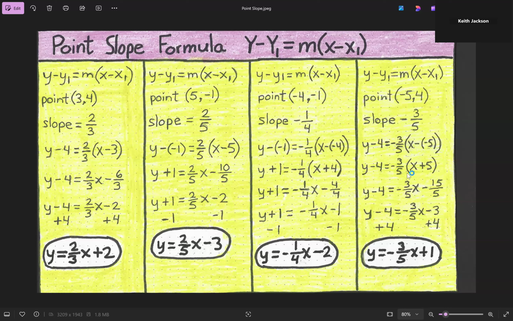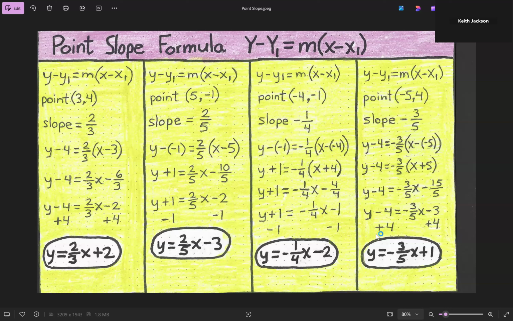Now we can distribute the negative 3/5 inside the parentheses. And so now we have y minus 4 is equal to a negative 3/5 x minus 15 over 5. And we know that 15 divided by 5 will give us 3, and because it's a negative sign, we know that right here is a negative 3. So here's what we have: y minus 4 is equal to a negative 3/5 x minus 3, because a negative 15 divided by 5 will give us a negative 3.